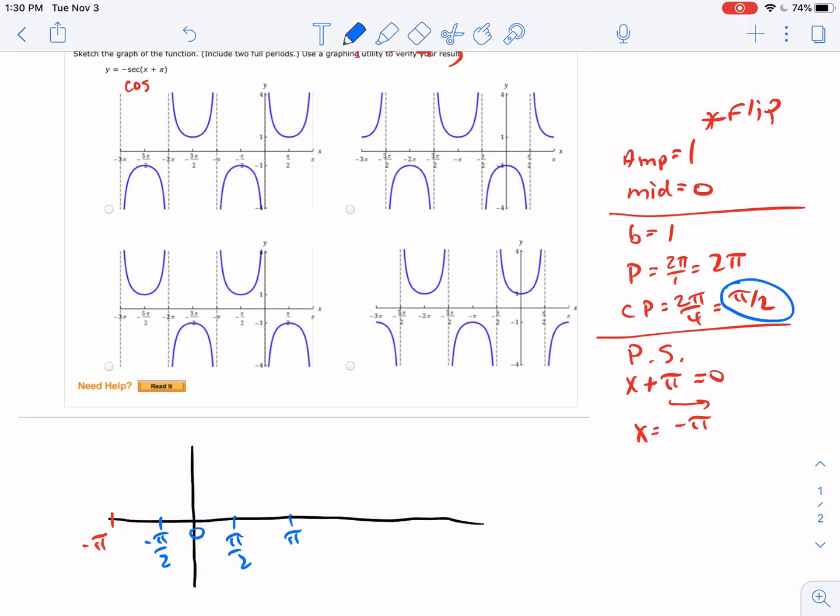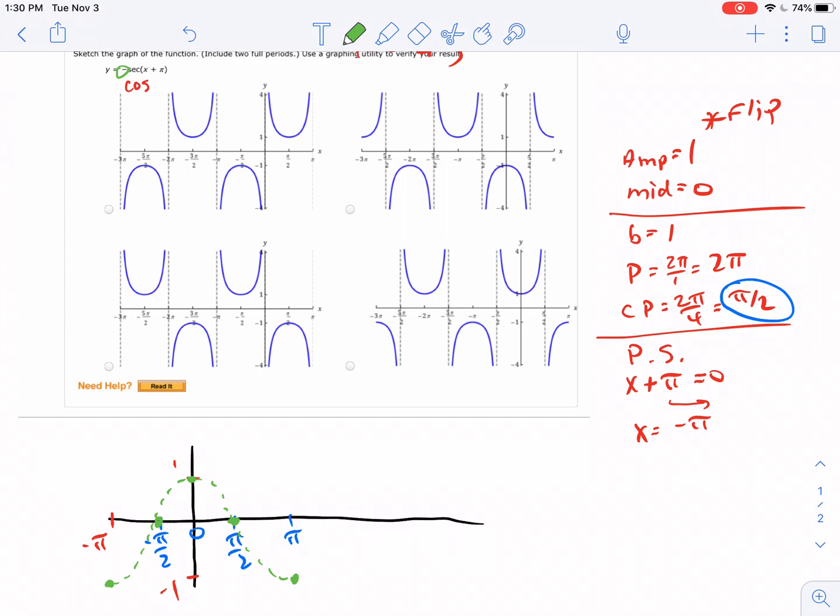Now remember the midline and amplitude. If the midline is right on the x-axis, I will go up 1 and down 1. For a cosine curve, I would normally start at a maximum. But in this case, we have to flip the graph because of the negative sign out front. So we're going to start at a minimum, then hit the midline, then hit the max, then hit the midline, then hit the minimum. And draw a dotted line, because this is a ghost line.